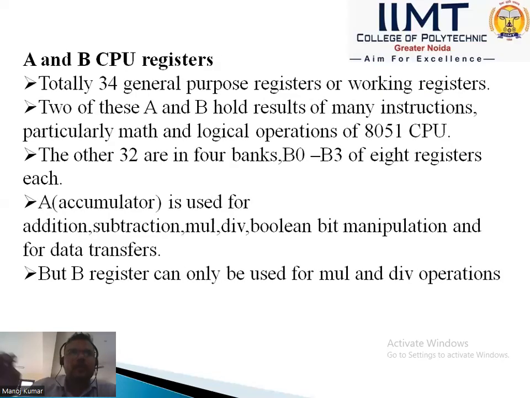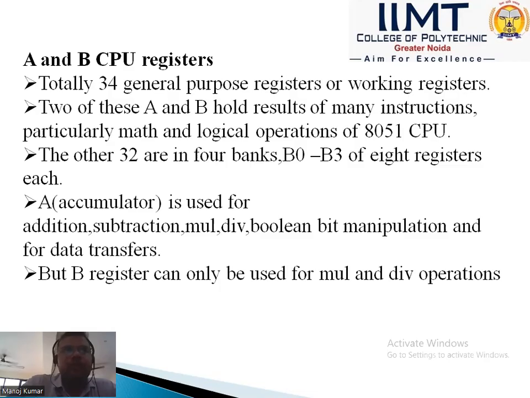A and B CPU registers. In total there are 4 general purpose or working registers. Two of these, A and B, hold results from many instructions, particularly math and logical operations of the 8051 CPU. The other 32 are in 4 banks, R0 to R7, of 8 registers each.